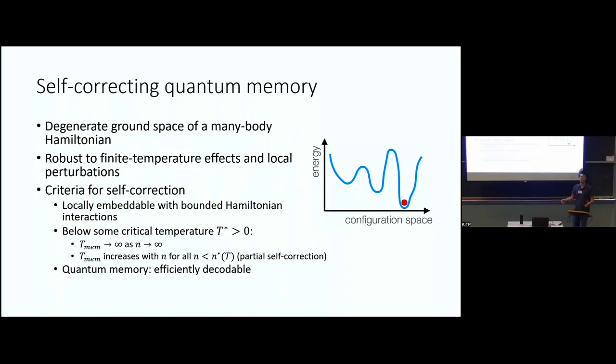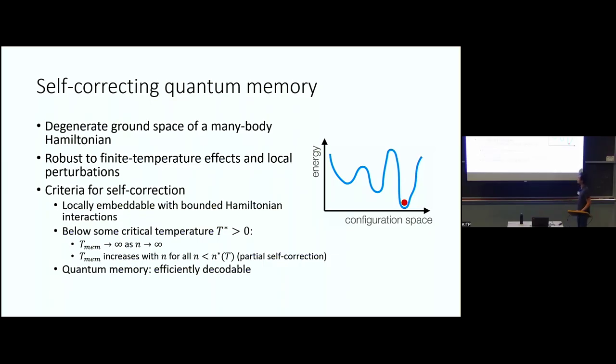So for full self-correction, we would want this memory lifetime to diverge as we make the system bigger and bigger. But sometimes that's not possible, so we can also have partial self-correction, which is that the memory lifetime is increasing, maybe up to some critical system size, which could be temperature dependent as well.